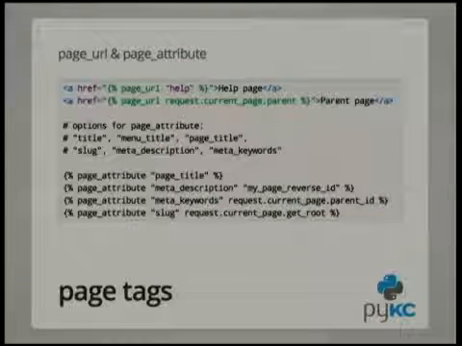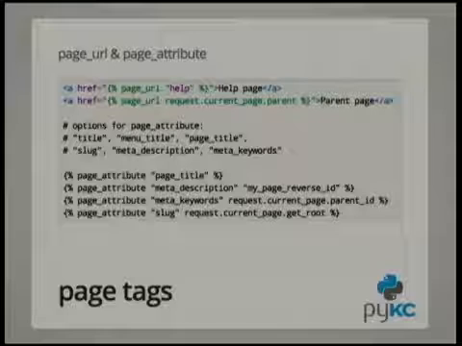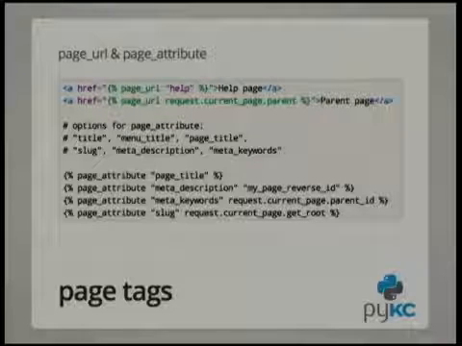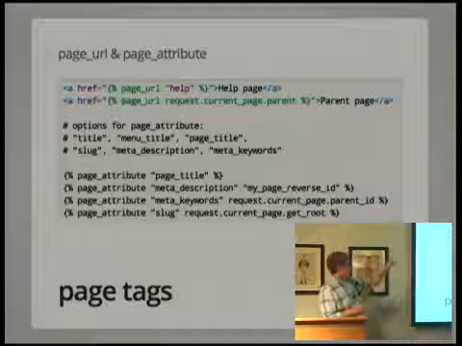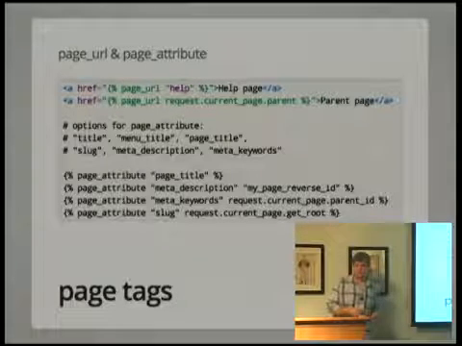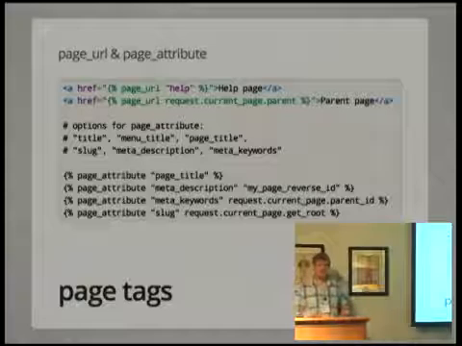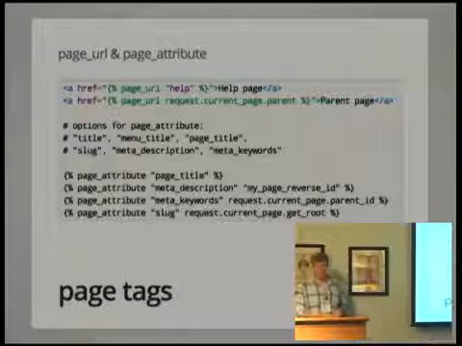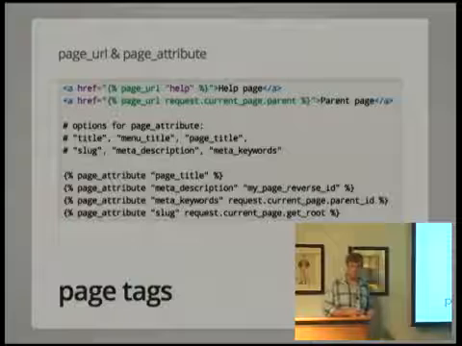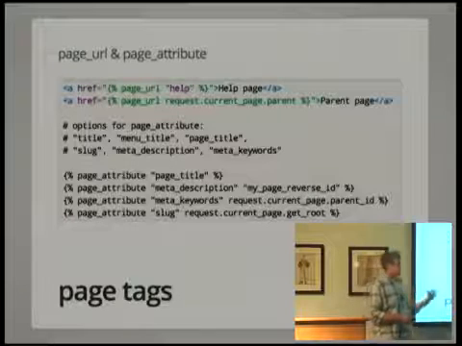So page tags. This is how I'm going to get information from the page, from the current page I'm on, or from pages that I need to ID to. So page URL just gets me the URL for a page. Help is the ID. You see standard things here. Or you can use request.current page again. Page attributes is pulling stuff about the page.